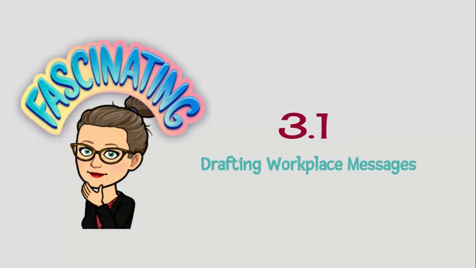The first lesson that we're going to look at is drafting workplace messages. Being able to write clearly is also critical to promotions. This chapter addresses the second stage of the process that we learned in Chapter 2, which involves gathering information, organizing it into outlines, and drafting messages.